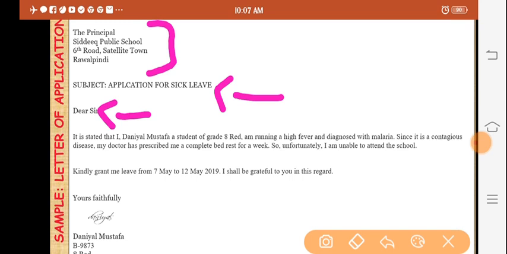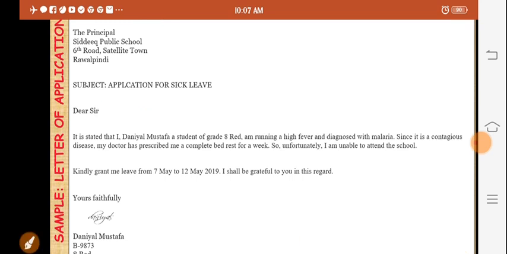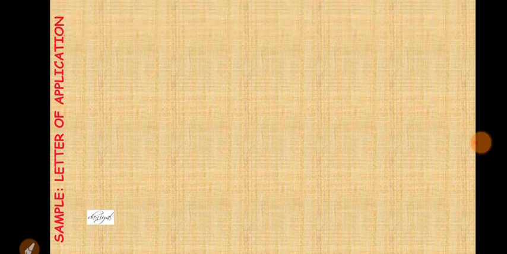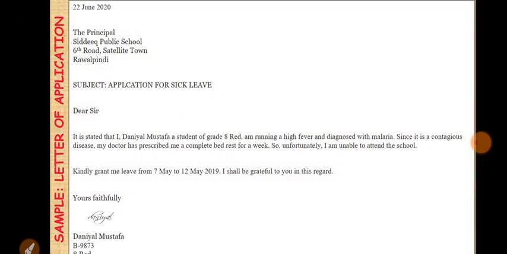Now if you see the body of the letter, the body of the letter is very simple. It is stated that I, Danial Mustafa, student of grade 8 Red, am running a high fever and diagnosed with malaria. Since it's a contagious disease, my doctor has prescribed me a complete bed rest for a week. So, unfortunately, I'm unable to attend the school.